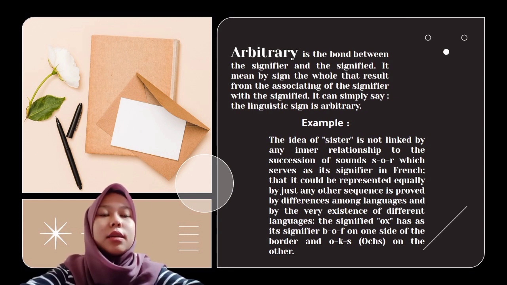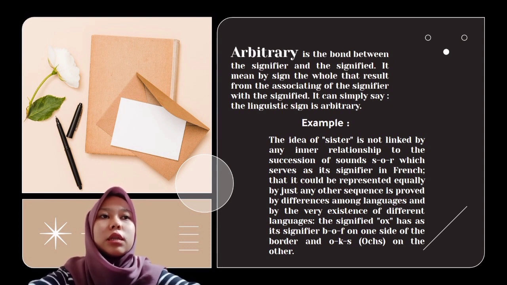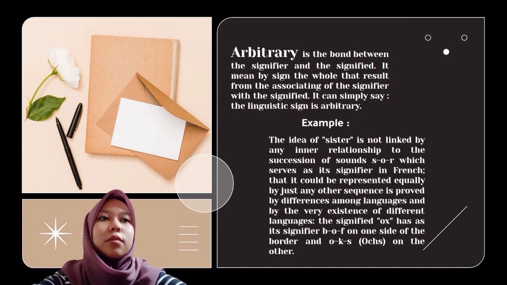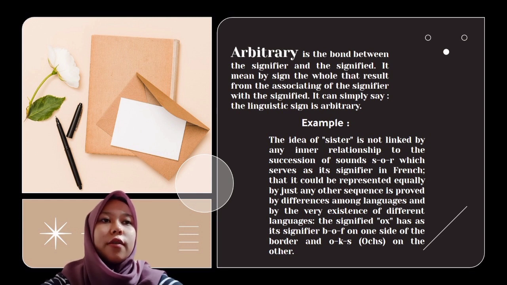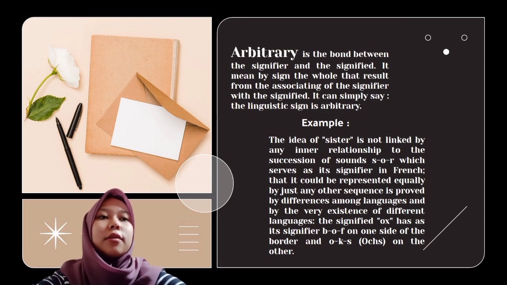For example, the idea of sister is not linked by any inner relationship to the succession of sounds s-ö-r which serves as its signifier in French. That it could be represented by just any other sequence is proved by differences among languages and by the very existence of different languages. The signified ox has as its signifier b-ö-f on one side of the border and o-k-s on the other.